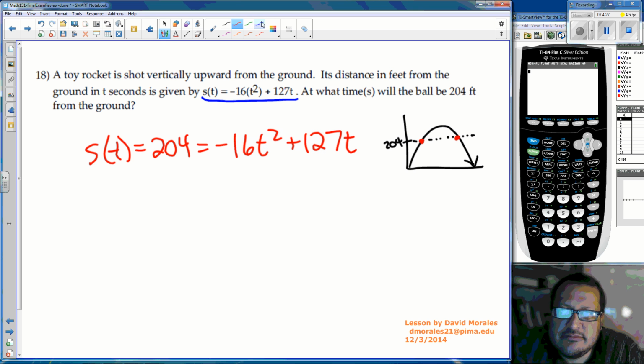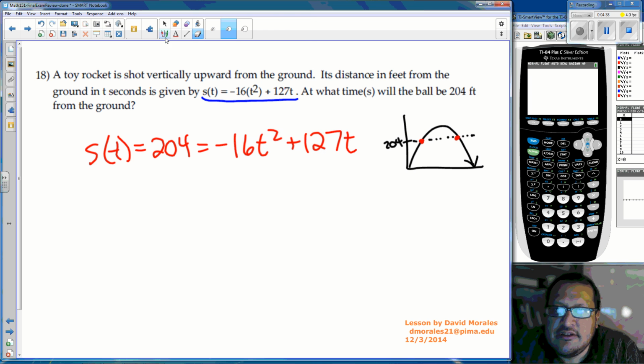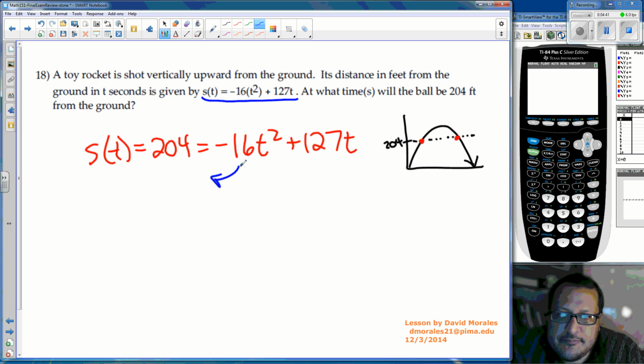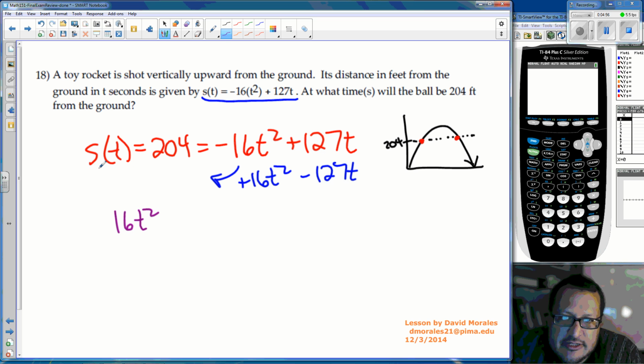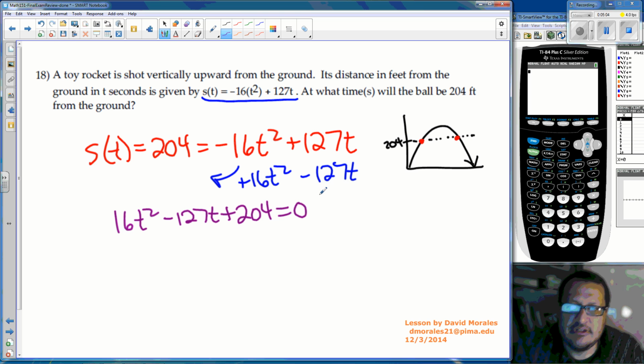So we just solve this by quadratic formula. So negative 16t squared. What I'm going to do here is move everything this way. So that means I'm going to add 16t squared, and I'm going to subtract 127t. Get everything to this side of the equation. So what we have here is 16t squared, I moved it over here, minus 127t plus 204 equals 0.